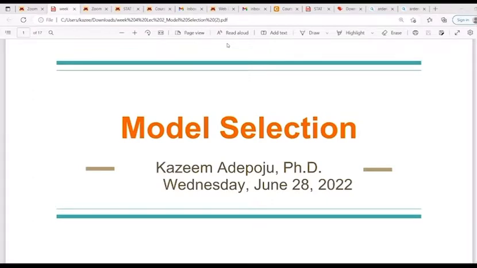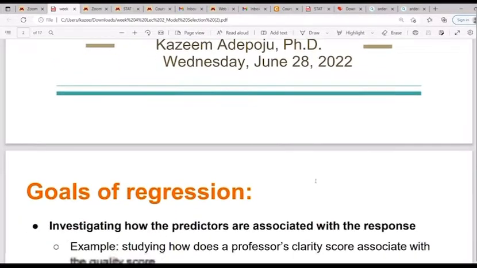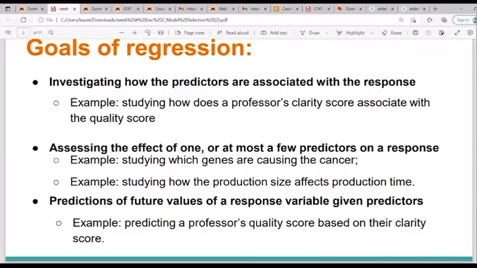Today, like I said, I'm going to be walking you through another exciting topic, and the topic of today is model selection. Okay, now let's get started. The goal of today is to learn how we can investigate how the predictors are associated with the response. Let me just say that is one of the goals of regression.